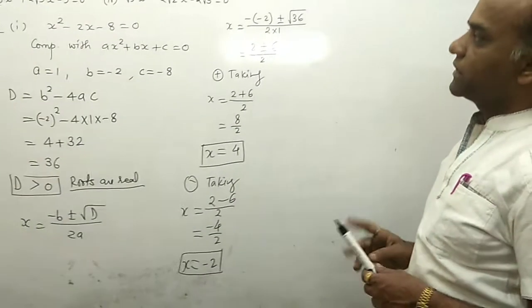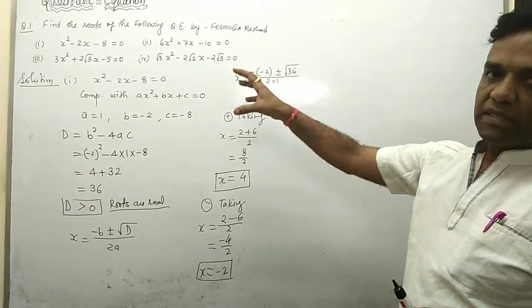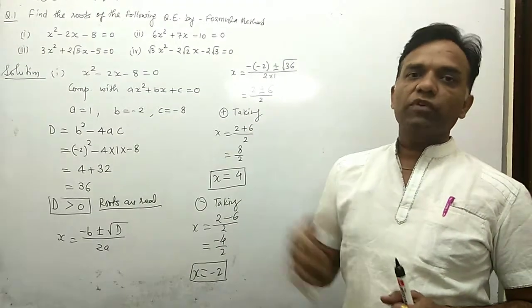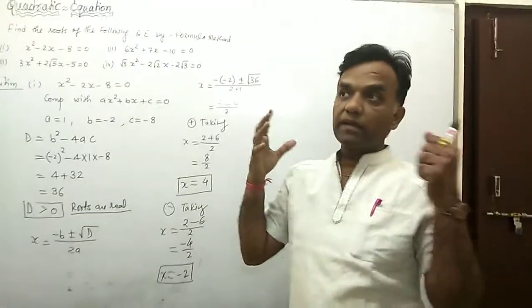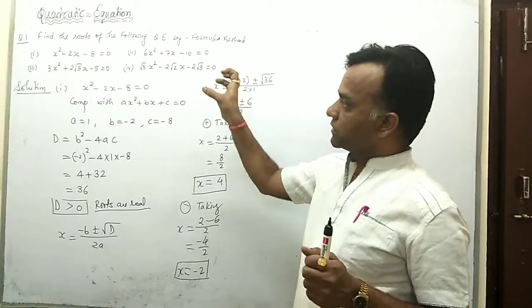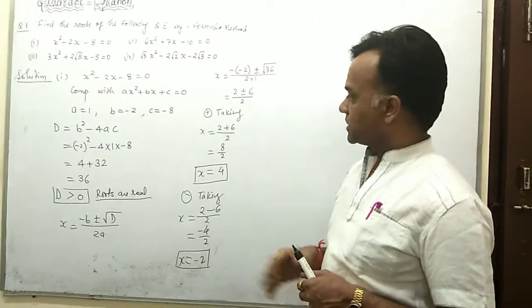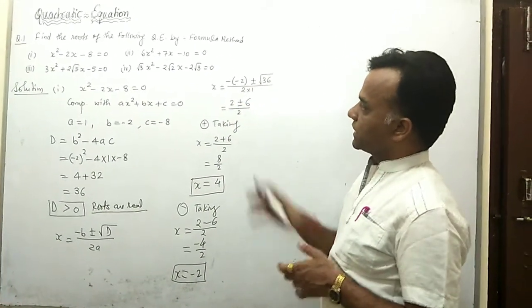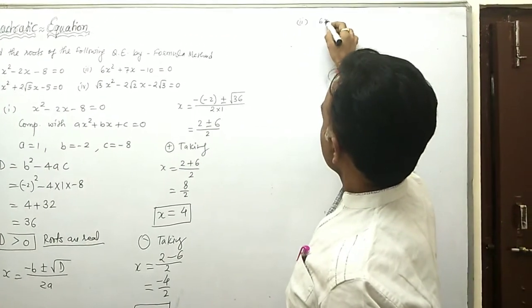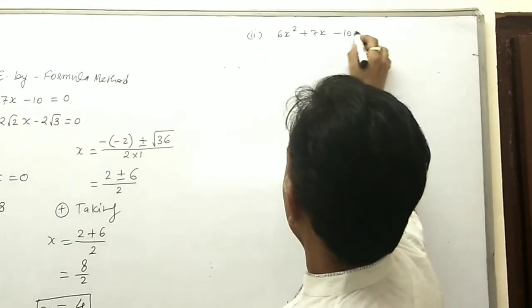This method is very easy because you only put the values of a, b, c in this formula and you get the direct value. In completing the square and the factorization method you use concepts like sum and product, but here there is no such concept. Directly you collect the values, put them in the formula, and you get the answer. Now again we try the second question: 6x square plus 7x minus 10 equal to 0.